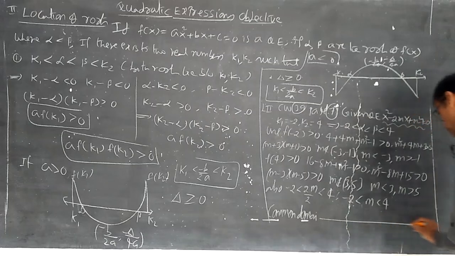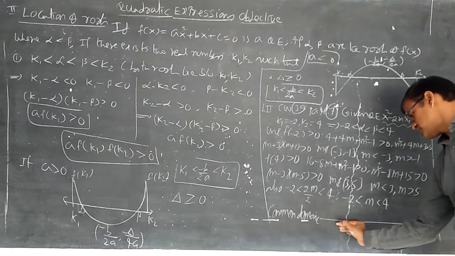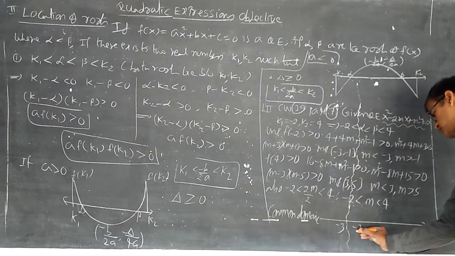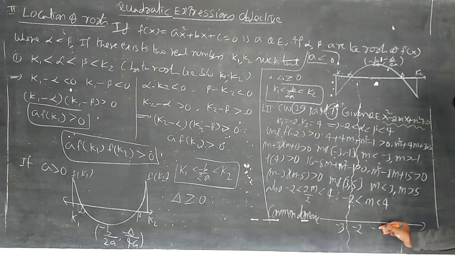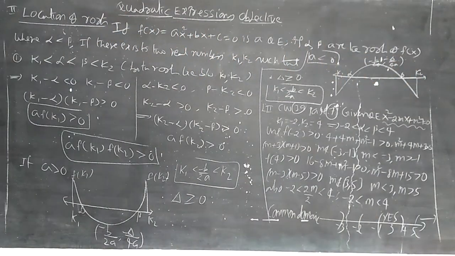Taking a real number graph, take the common domain here. Put minus 3, put minus 2 and minus 1, and write the critical points 3, 4 and 5. M less than minus 3, like this. M greater than minus 1, put like this. Minus 2 and 4, put like this. And m greater than 5, like this. So this is the common region. The common domain of the given function is here minus 1 comma 3.